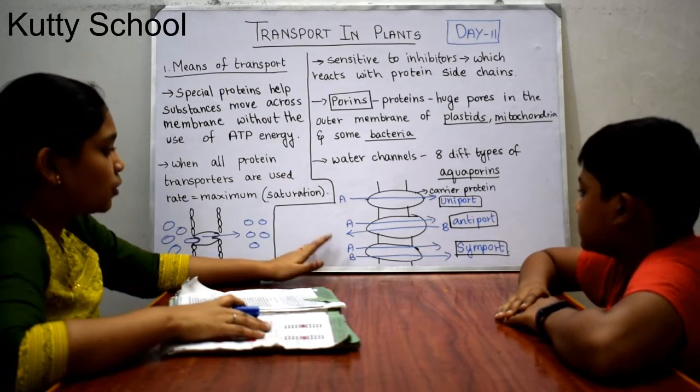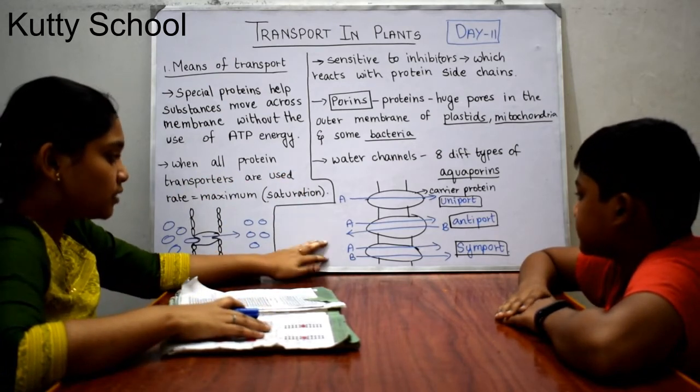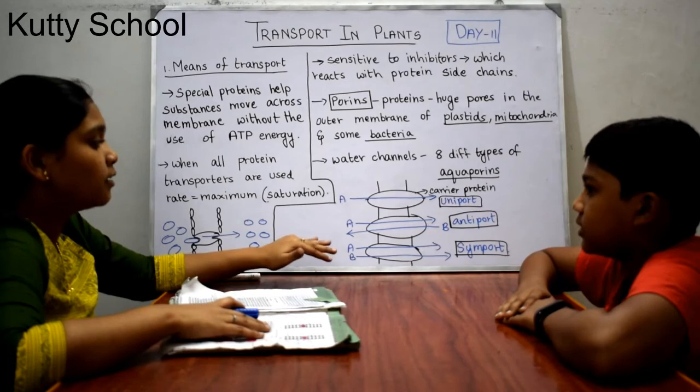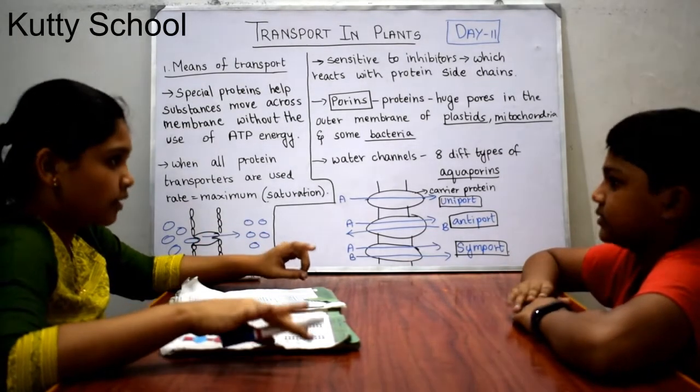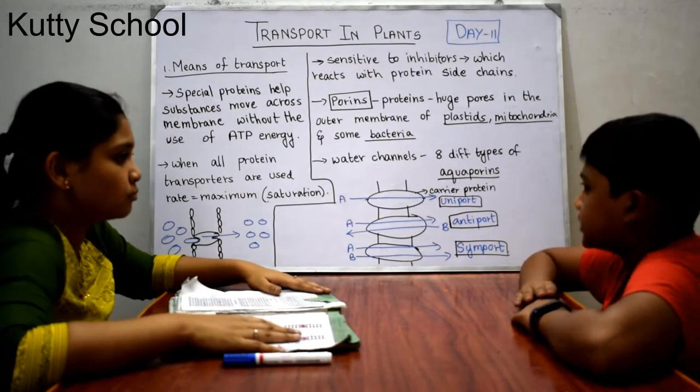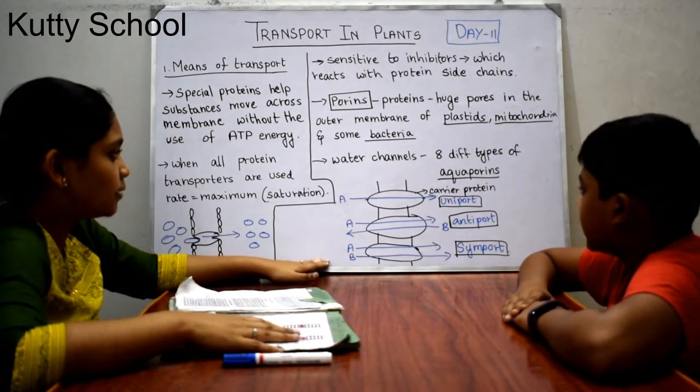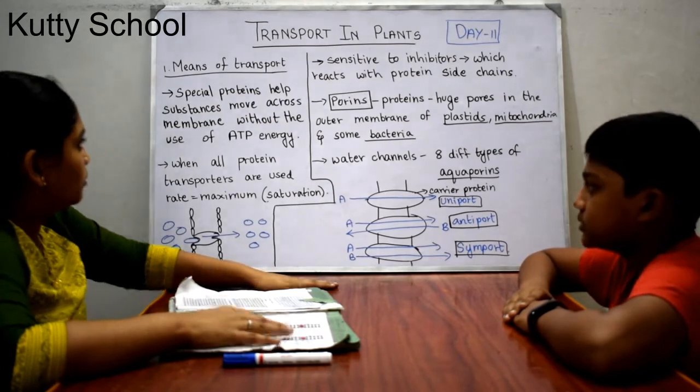Okay. So in symport, the two molecules at the same side are transported to the other side in the same direction, at the same time. So this is known as symport. Can you understand the three types: uniport, antiport, symport?